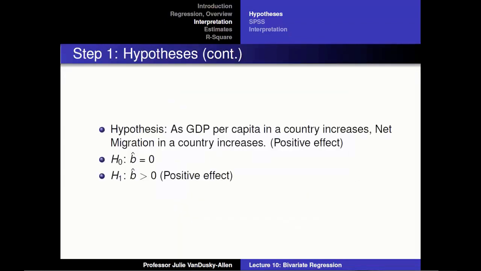Now, going back to the example from the beginning of the lecture, I expect GDP per capita to have a positive effect on net migration in a country. So my null hypothesis would be that b hat equals 0, and my alternative hypothesis would be b hat is greater than 0 for a positive effect.